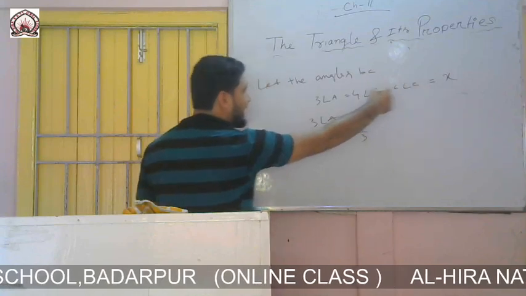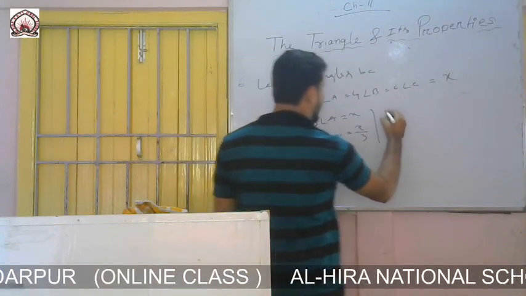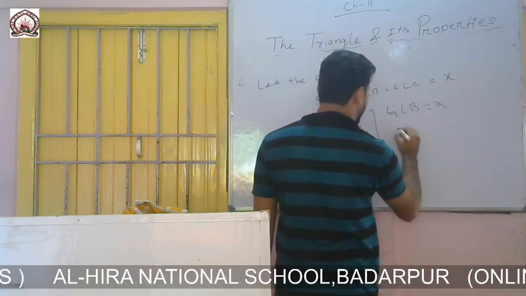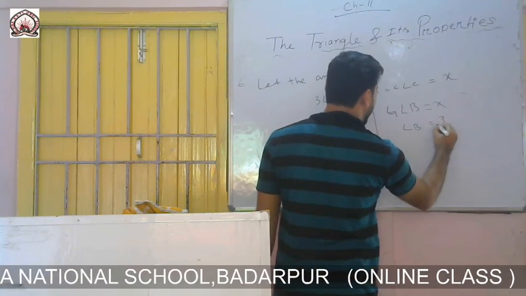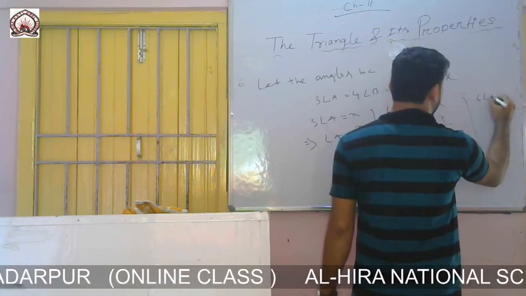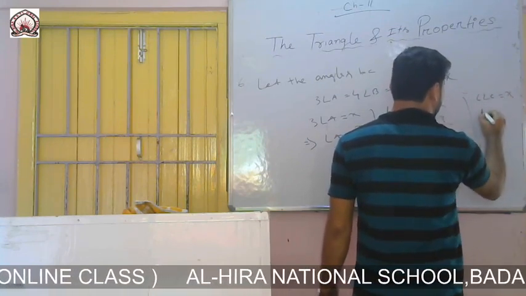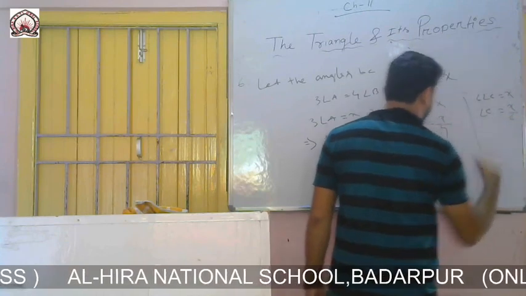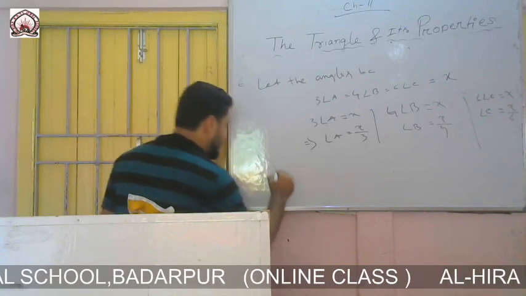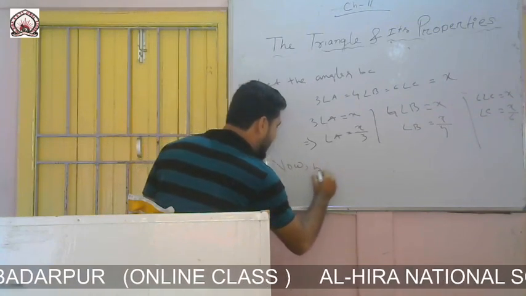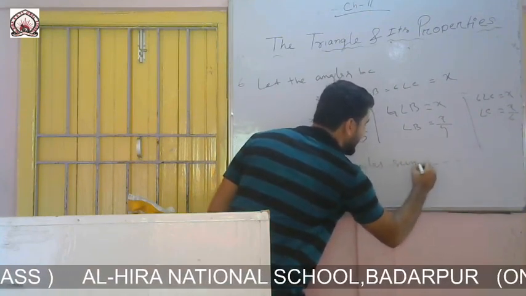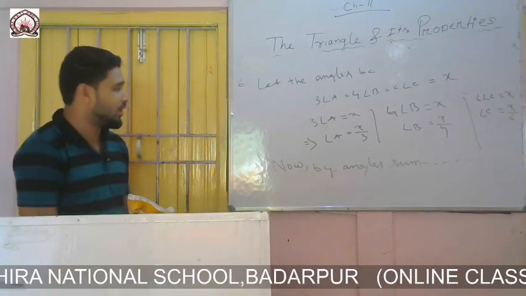Like this I can find angle B. 4 angle B equals X, then angle B equals X by 4. Like that I can find angle C. 6 angle C equals X, then I can find angle C equals X by 6. Now, as earlier, you write the sentence now by angle sum property.